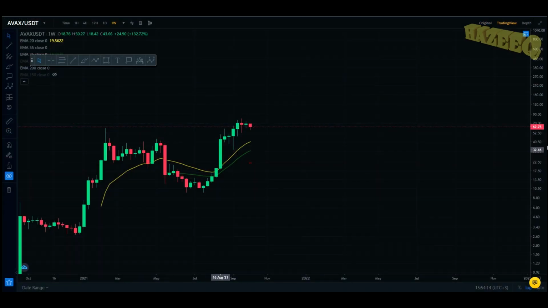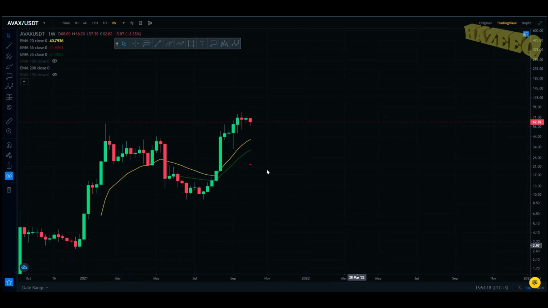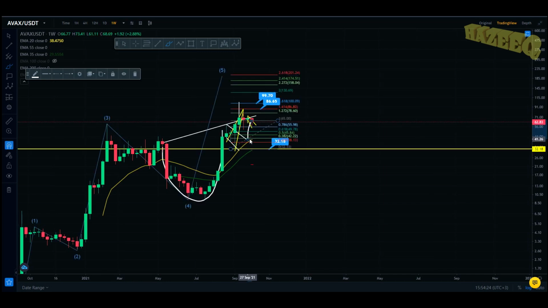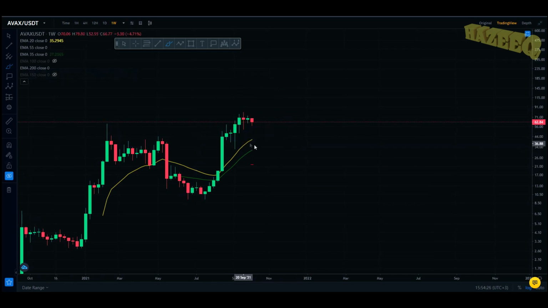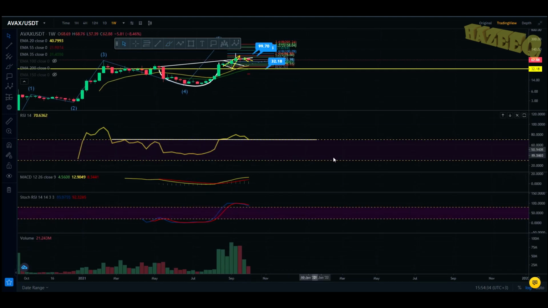Now jumping into the weekly chart, you can see the 20 EMA is sitting at $40, pretty much $41. And I would expect a bounce off of that just for confirmation of support and for confirmation of the uptrend. So yeah, look for the 20 EMA. That's looking good.